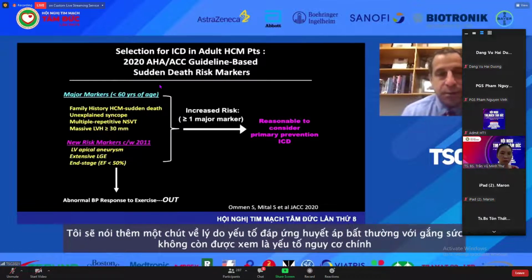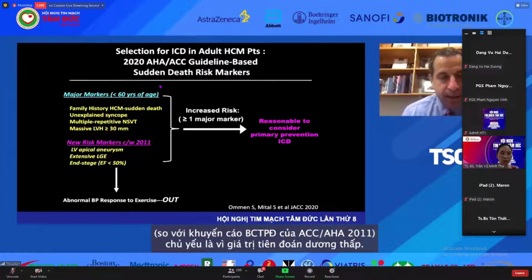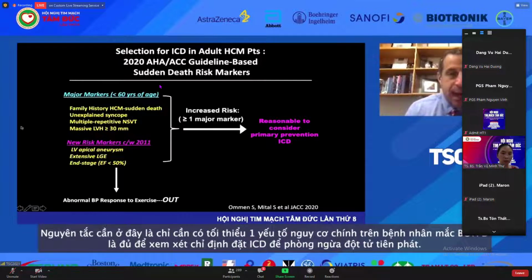It's also important to underscore that abnormal blood pressure response to exercise, which was part of the last 2011 AHA-ACC HCM guidelines, is now out as a risk marker, largely due to its low positive predictive value. And so the principle here is that one or more of these major risk markers may be enough in an individual HCM patient to consider that patient's risk for sudden death to be increased enough that it would in fact be reasonable to consider primary prevention ICD therapy.